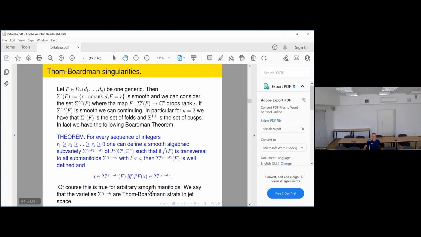Of course, this is true for arbitrary smooth manifolds. We say that the subvarieties Sigma^I are Thom-Boardman strata in the jet space. And the preimages of these strata in the jet space are simply these sets defined here.